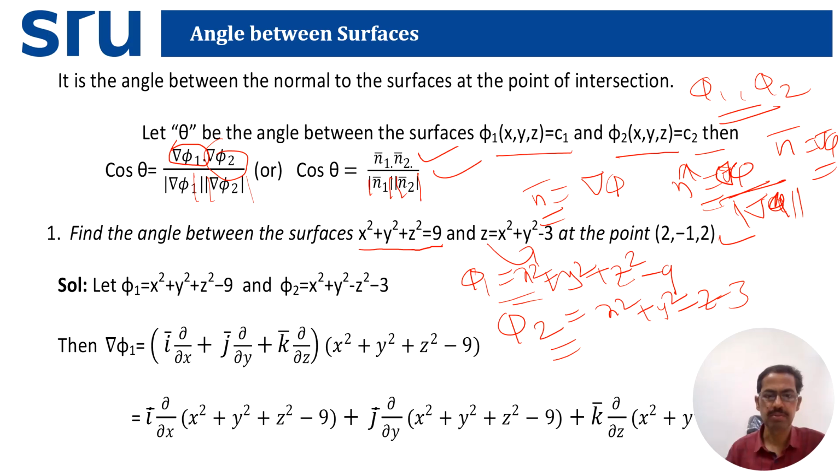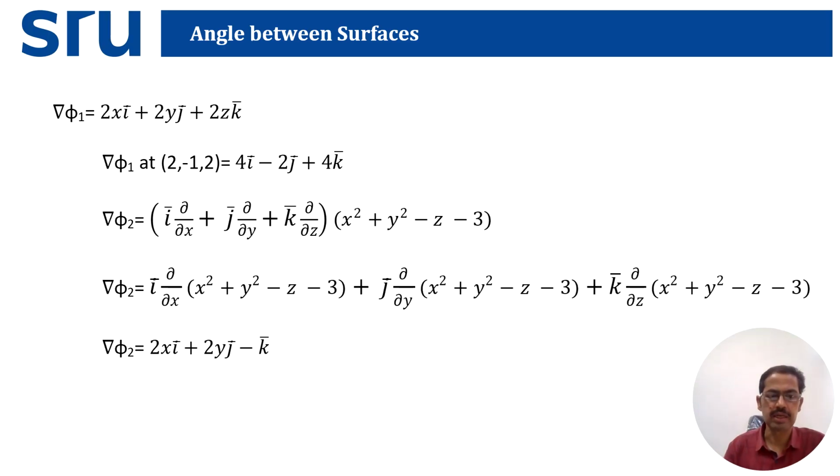Phi 1 equation: x square plus y square plus z square minus 9. Partial differentiation of this with respect to x: x square derivative is 2x. Remaining with respect to x is 0, so simply 2x. With respect to y, y square derivative is 2y, and the rest are 0. With respect to z, z square derivative is 2z, and minus 9 is 0. So let's calculate this one.